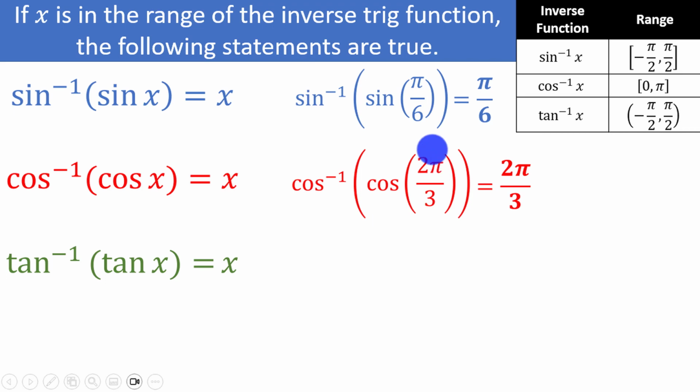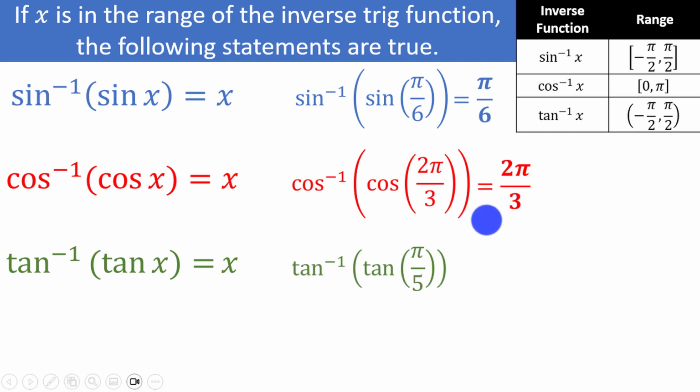If you'd like to think through the logic a little bit more, cosine of 2 pi over 3, that's going to be negative 1/2, right? And so this is asking us inverse cosine of negative 1/2, or cosine of what gives you negative 1/2 for an angle between 0 and pi? Well, 2 pi over 3 is the angle between 0 and pi that gives you negative 1/2.